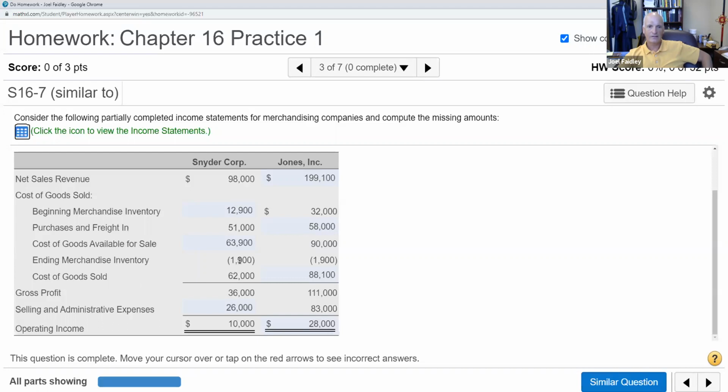Well, if my ending merchandise inventory is 1,900, then cost of goods available for sale must be 63,900, right? And my purchases and freight was 51, so 51 from 63,900, I must have started with 12,900. So you can see pretty much the process of figuring out how to fill in the blank on these.